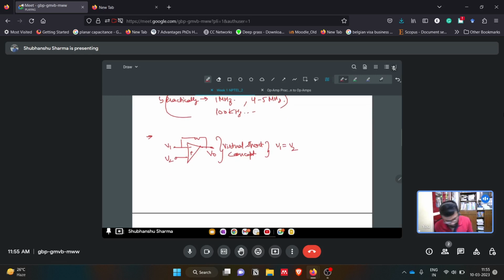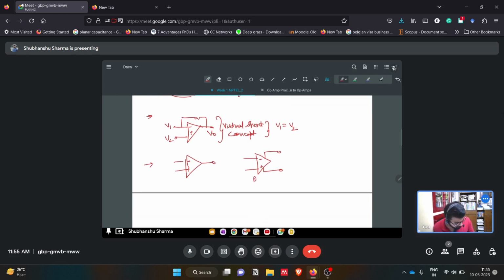Then we also learned about single-ended output and double-ended output of the op amp. So this is like this. This is double-ended output and this is having single-ended output.